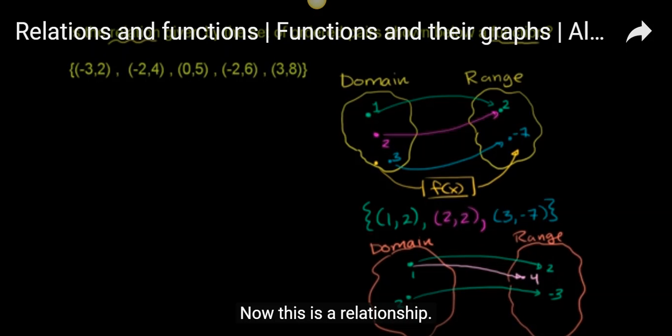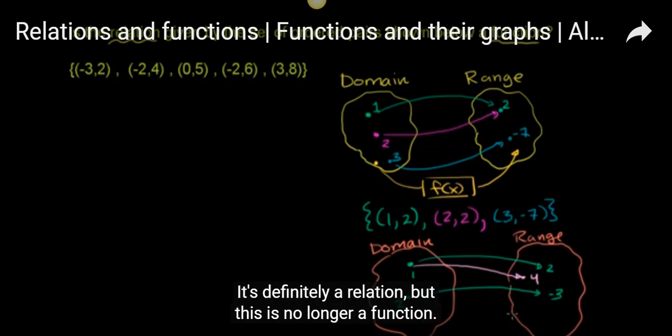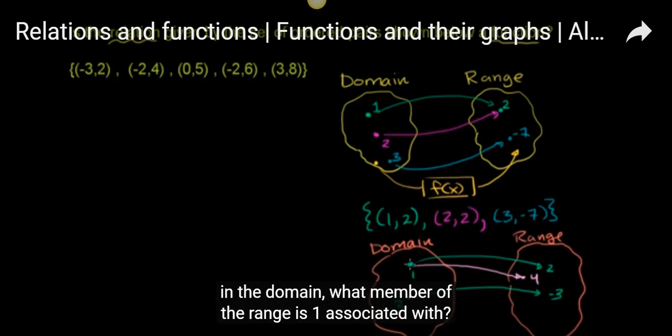Now, this is a relation. If this was the whole relation, then the entire domain is just the numbers 1 and 2. It's definitely a relation, but this is no longer a function. And the reason why it's no longer a function is, if you tell me, okay, I'm giving you 1 in the domain, what member of the range is 1 associated with?